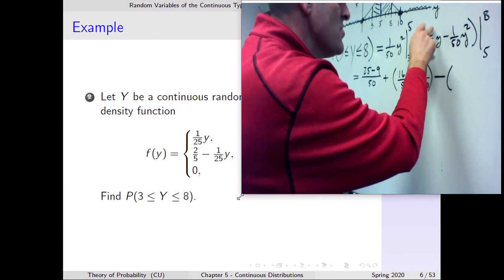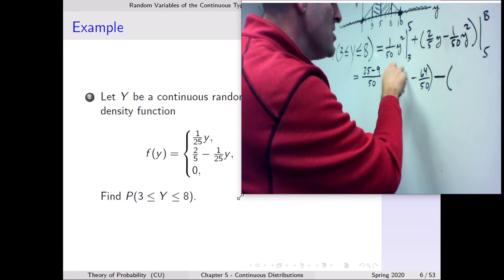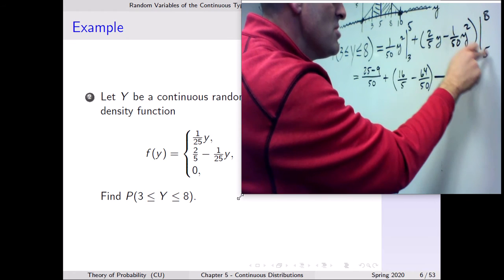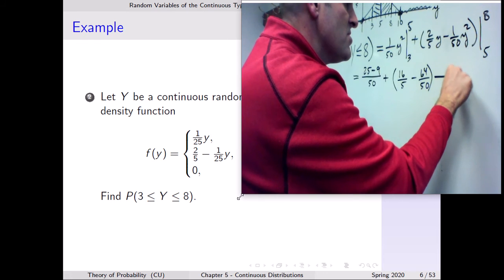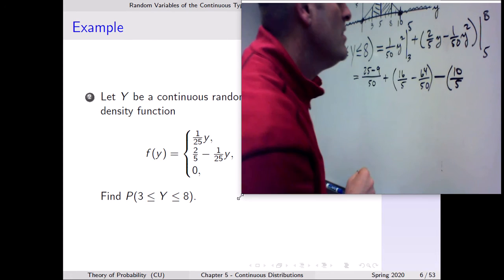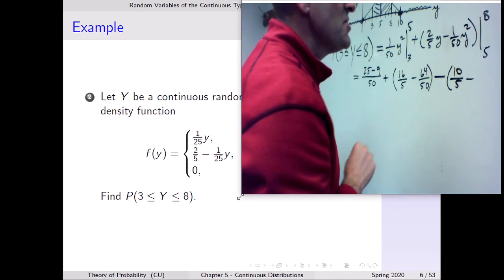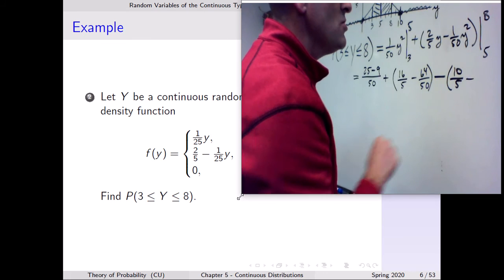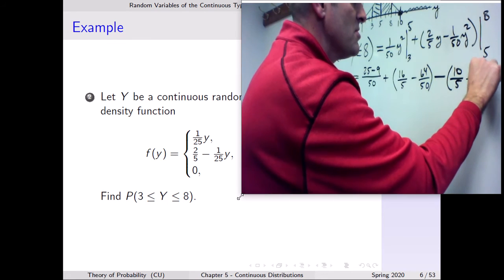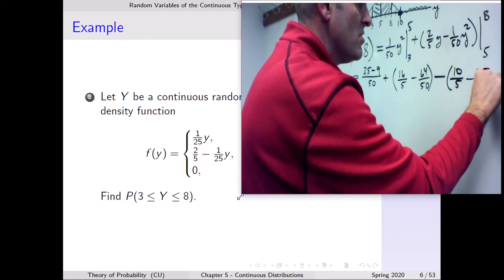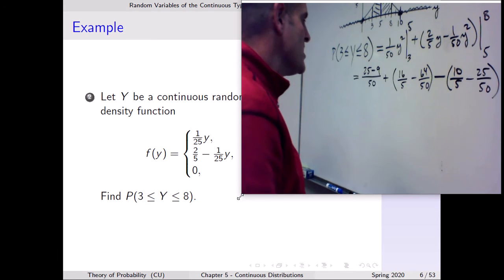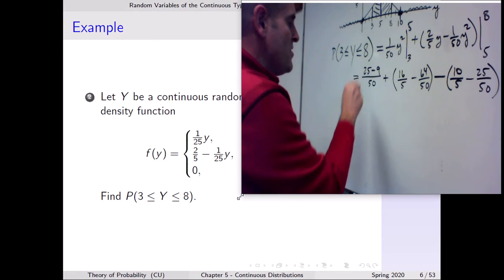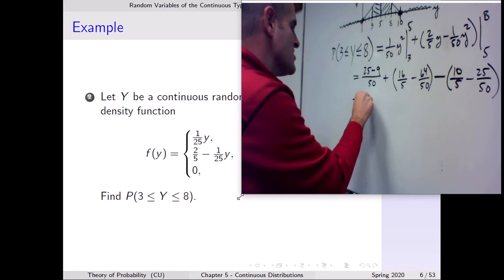Oops, what am I saying here? This should be 2 times 8, which was 16. Down here it's 2 times 5, which is 10. So it's minus 10/5. Minus, what's this going to be? 25/50. Yeah, because it's 5 squared. Okay, so what do we end up with here? Well, 25 minus 9, that's 16.